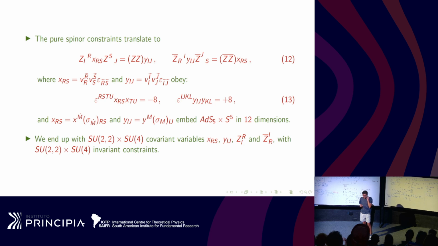So the pure spinor constraints translate in this language of Berkovits and Howe to equation 12, where x and y are essentially the coset contracted with the epsilons. And because of that, they satisfy equation 13. And equation 13 tells you that the AdS5 cross S5 is embedded in 12 dimensions. So now we end up with SU(2,2) times SU(4) covariant variables together with SU(2,2) times SU(4) invariant constraints.